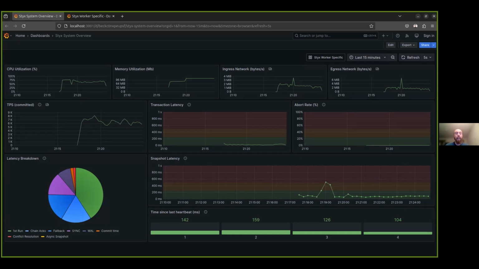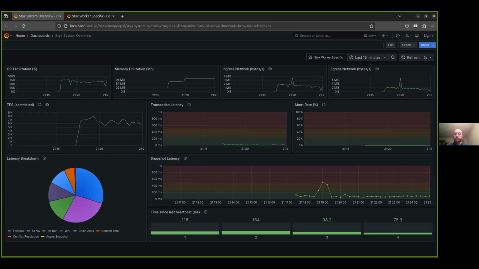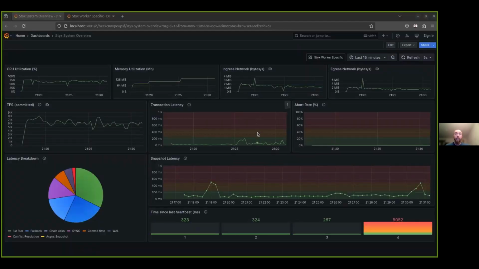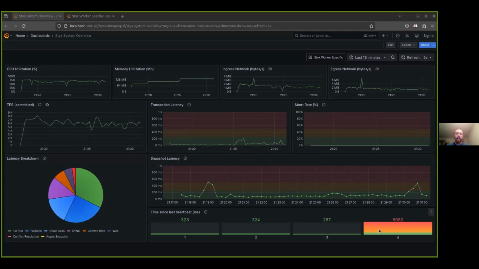At around 9:19, we trigger the reconfiguration from 4 partitions to 3, and this appears clearly in all charts, for example, the snapshot latency and the transactions per second. At 9:25, we have killed worker 4, and we notice an increase in transaction latency, but after a while, it stabilizes again. We can also observe that in the time since last heartbeat.